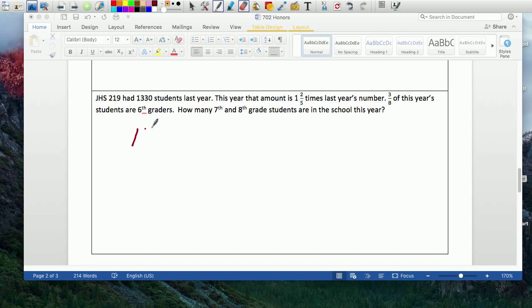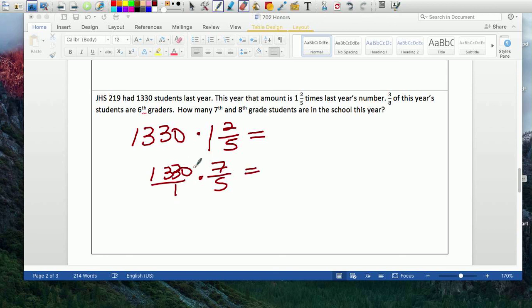So let's find out how much it grew by. So 1,330, and we're going to multiply by 1 2/5 to find out what the new number is for this year. So change that to an improper fraction. 5 times 1 is 5, so 7/5 times 1,330. If you want to put it over 1, be my guest. We can simplify here before we multiply if you like. You don't have to. I just think it's worth the time to do that. So 5 divided by 5 is 1. This becomes 266, which we multiply by 7, and that gives us 1,862.